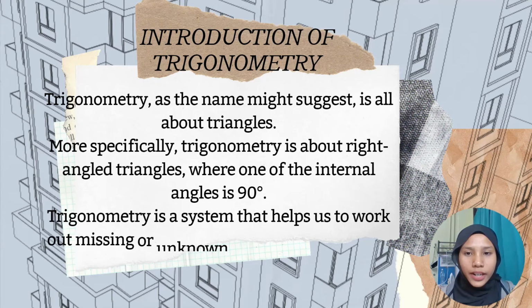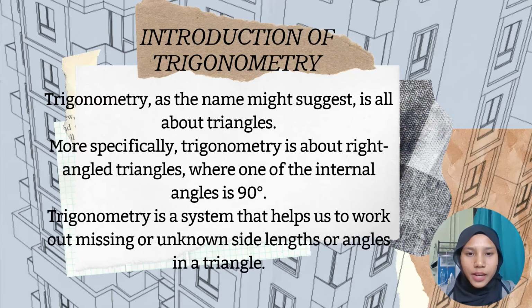Introduction of trigonometry. Trigonometry, as the name might suggest, is all about triangles. More specifically, trigonometry is about right-angle triangles where one of the internal angles is 90 degrees. Trigonometry is a system that helps us to work out missing or unknown side lengths or angles in a triangle.